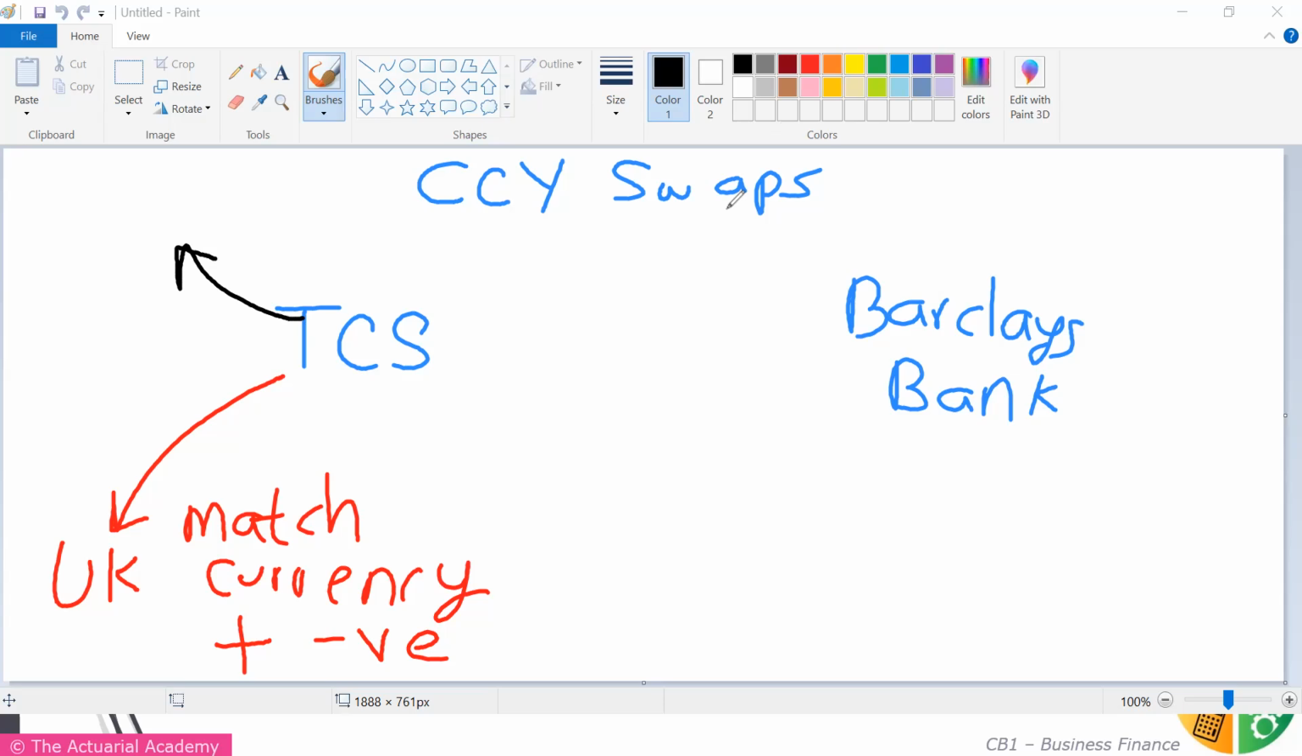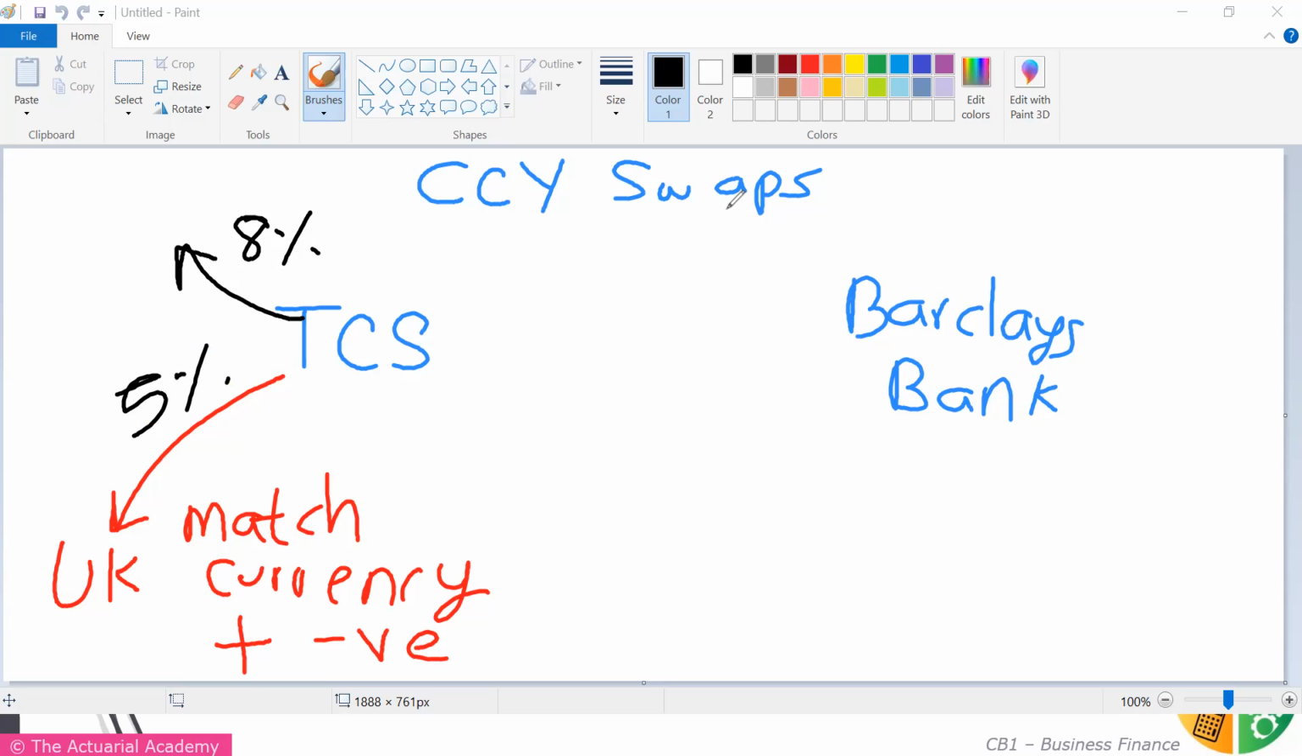Suppose an Indian bank gives TCS a loan at 8%, because Indian banks know TCS, it's a reputed company. Similarly, if TCS had to take a loan from a UK bank, they'll probably charge 5% in UK pounds. This is the UK interest rate. They will charge a higher interest rate to TCS because they don't know TCS. So they'll charge higher interest.